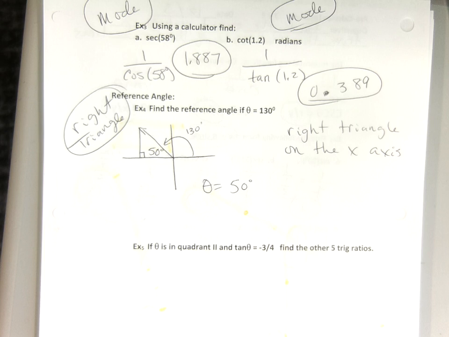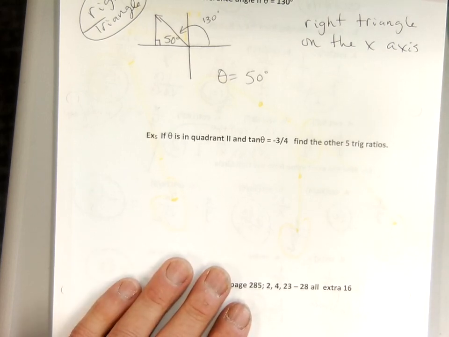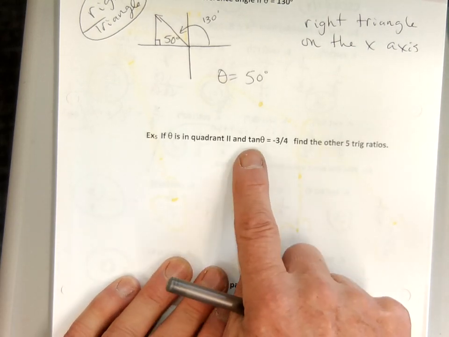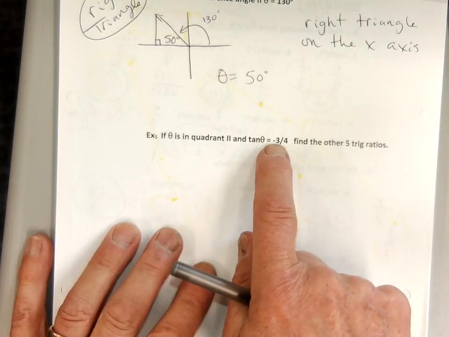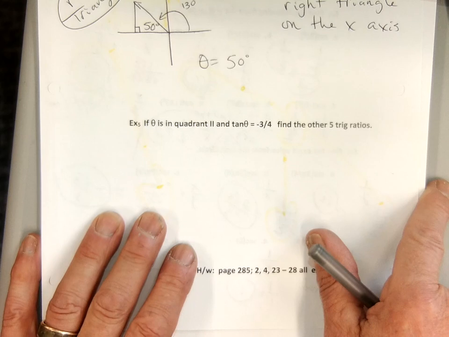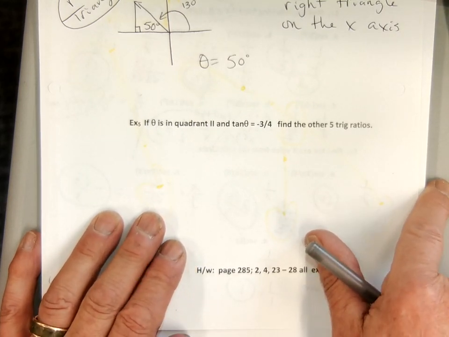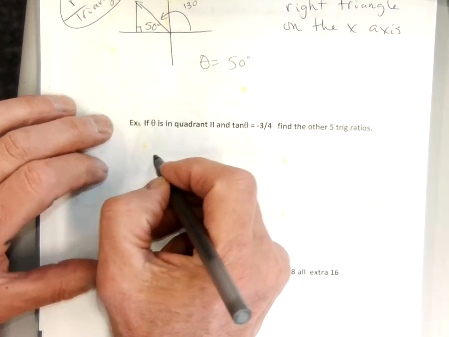Cool. All right, last but not least, let's do this last problem, okay? Let's see what it says. In fact, we kind of did this one in our warm-up, I think. Okay, example 5. If theta is in quadrant 2 and tangent is equal to negative 3/4, find the other 5 trig ratios. Now, this is on your test. It's actually really easy. I'll show you how.